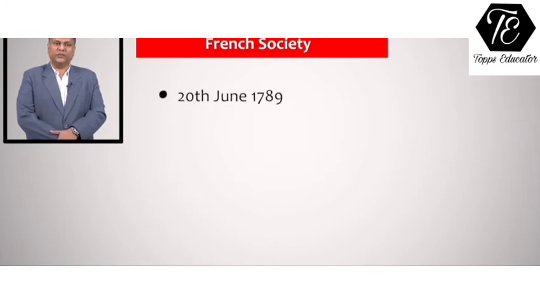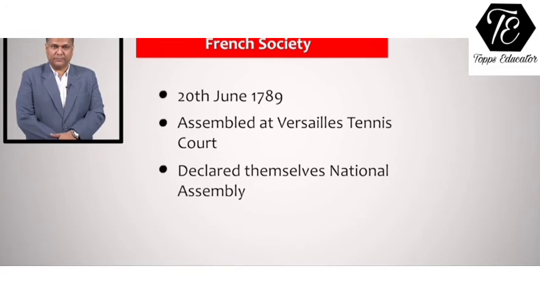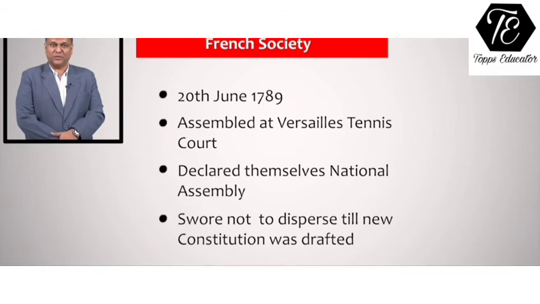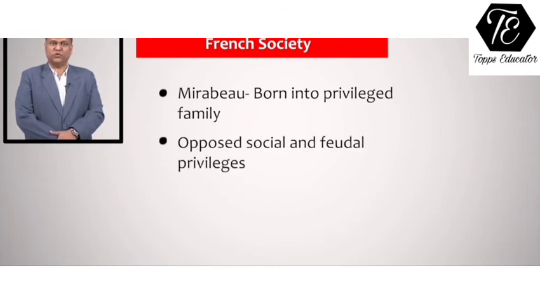On June the 20th, they assembled in the hall of an indoor tennis court in the grounds of Versailles. They declared themselves a National Assembly, which was a path-breaking moment for the revolution, and swore not to disperse till they had drafted a constitution for France that would limit the powers of the monarch. They were led by Mirabeau and Abbé Sieyès. Mirabeau was born in a noble family but was convinced of the need to do away with feudal social privileges.